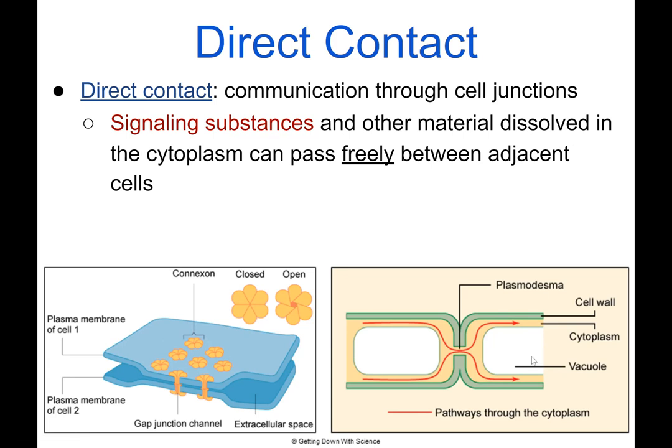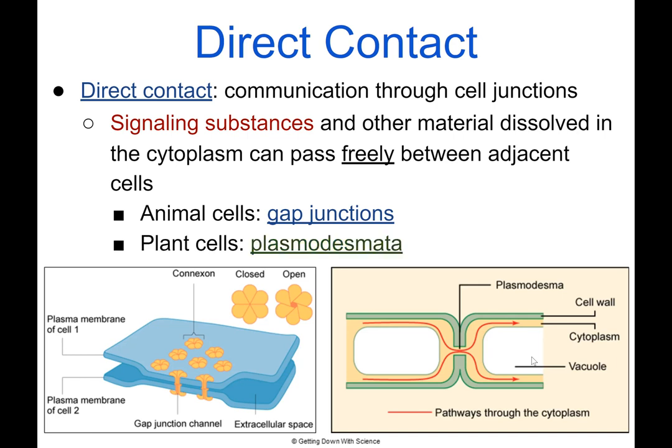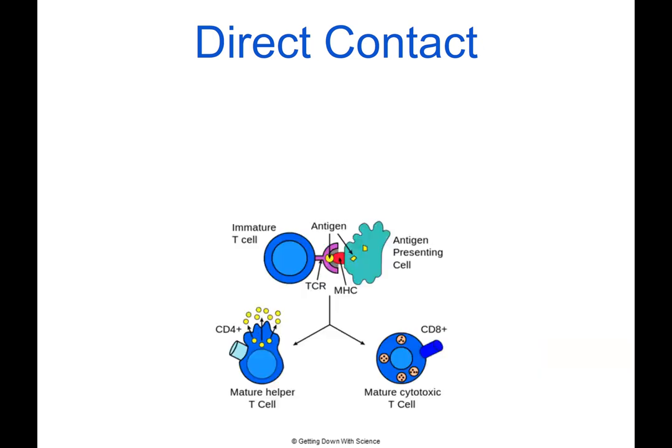through these junctions. In animals, these are called gap junctions, and in plant cells, we call them plasmodesmata. And we talked about the plasmodesmata in particular back when we were dealing with photosynthesis.